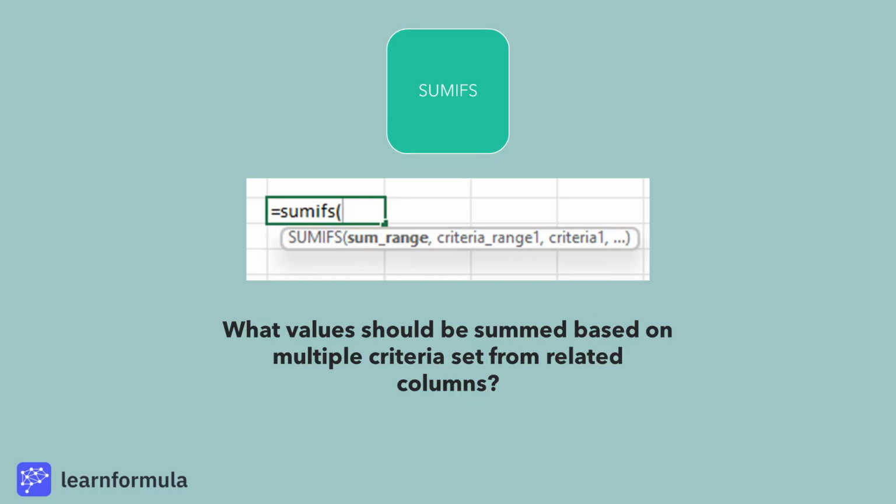We will next look at the SUMIFS function. In this case, a sum range is selected and then multiple criteria specified to determine what values are added. In other words, what values should be summed based on multiple criteria set from related columns.